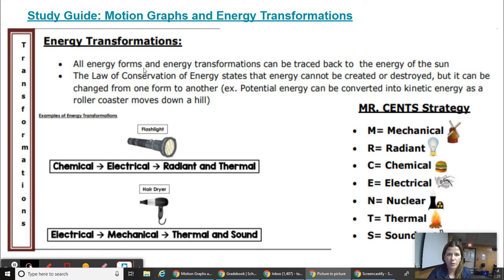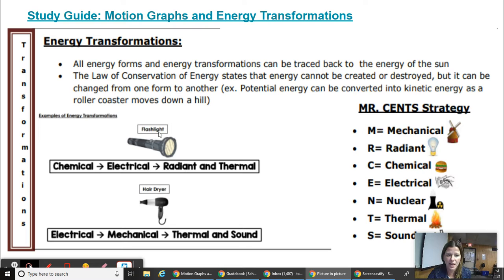All energy forms and energy transformations can be traced back to the energy of the sun. The law of conservation of energy states that energy cannot be created or destroyed, but it can change from one form to another. For example, potential energy can be converted into kinetic energy as a roller coaster moves down a hill. So if we look here, we can talk about energy transformation, some examples.